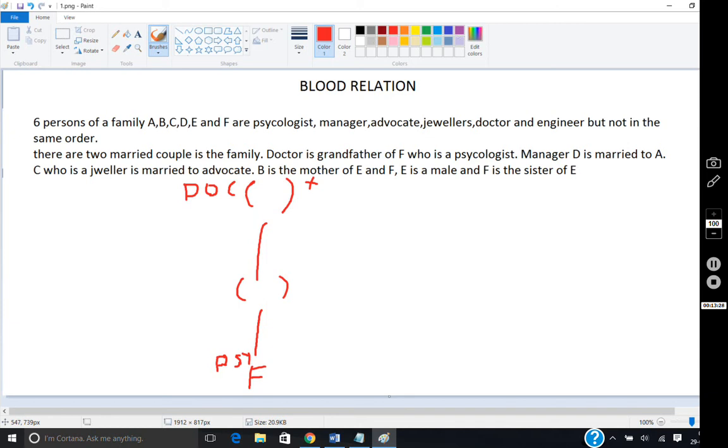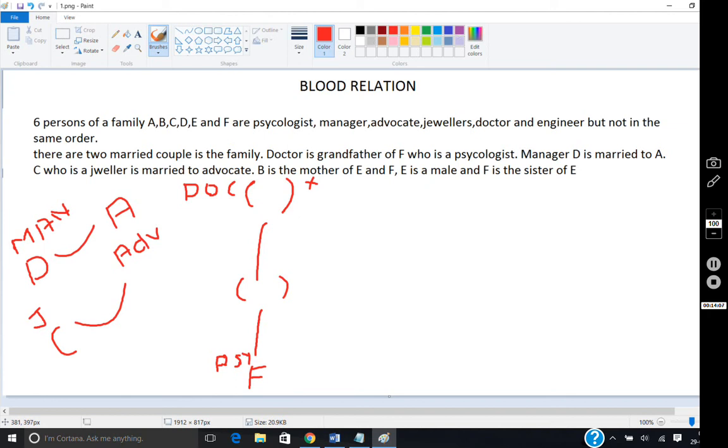Manager D is married to A. So we cannot put D or A anywhere in the tree. So right here, manager D is married to A, and D is a manager. C, who is a jeweler, is married to advocate.